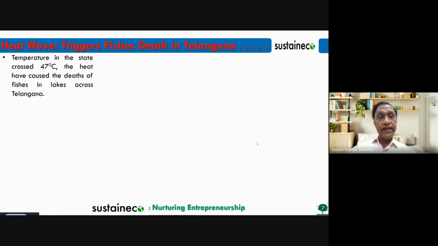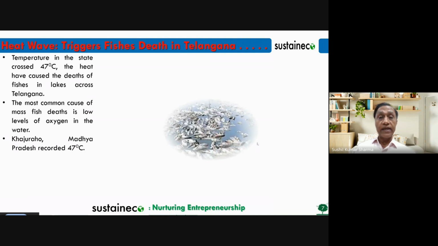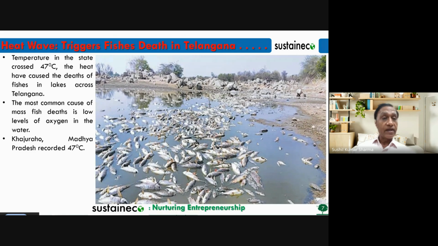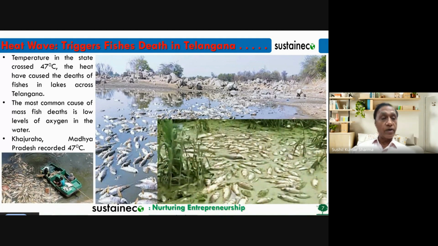Temperature in the state crossed, this is about Telangana, 47 degrees centigrade. The heat has caused the deaths of fishes in lakes across Telangana. The most common cause of mass fish deaths is a low level of oxygen in the water, which happens during hot water conditions. Khajuraho in Madhya Pradesh also records high temperature, and it was 47 degrees centigrade recorded there.